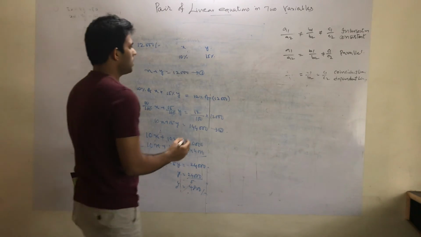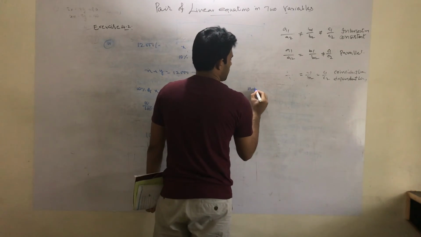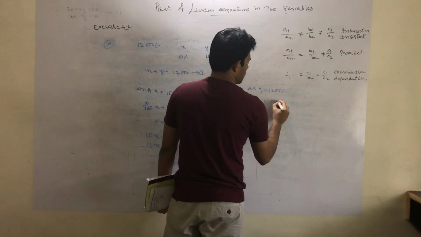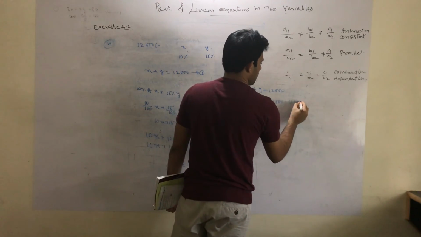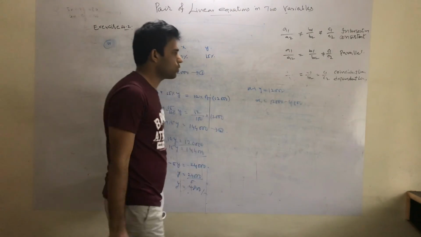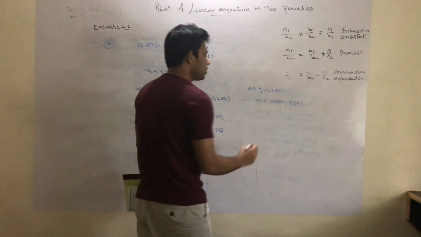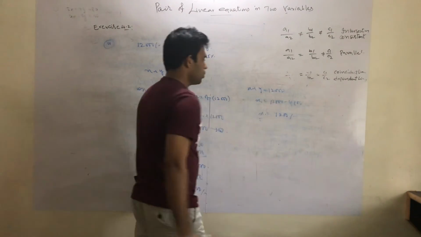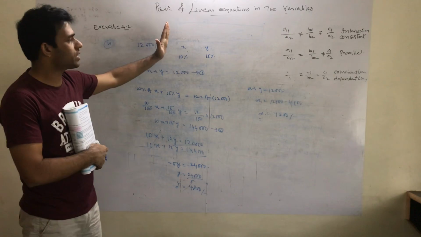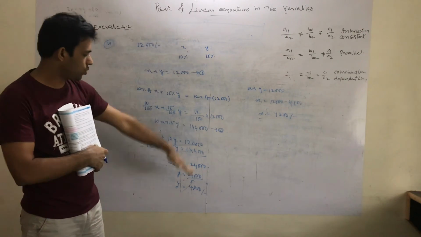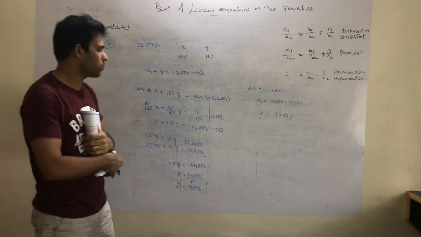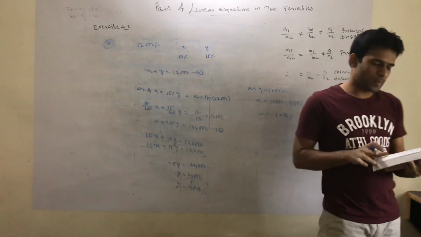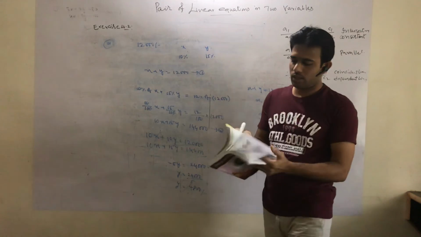If y is 4,800, then x plus y equal to 12,000, right? So x becomes 12,000 minus 4,800, which is 7,200. So 7,200 he is investing with 10% and 4,800 if he invests with 15%, and overall he will get 12% of interest. Okay, so let's verify the answer also.